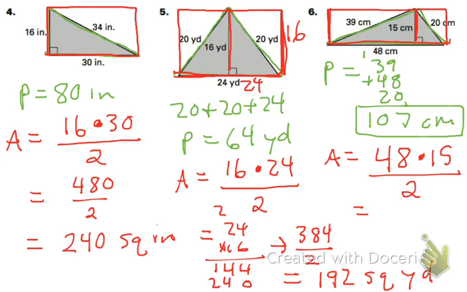And then I'm going to get, let's see, I'm running out of space, so I'll just do the work over here on a piece of paper. 360 square centimeters.